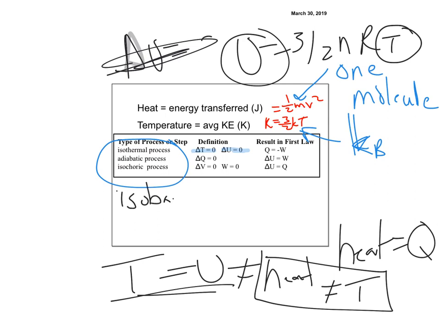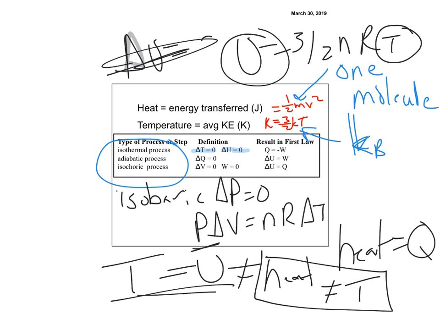I notice there's no isobaric, which is kind of interesting. So let's put that in there. Isobaric means that delta P is equal to 0. So now you can do P delta V is equal to nR delta T because your P is staying constant, right? It'd look like this, because it's at a constant pressure. So you could use that equation in that case.